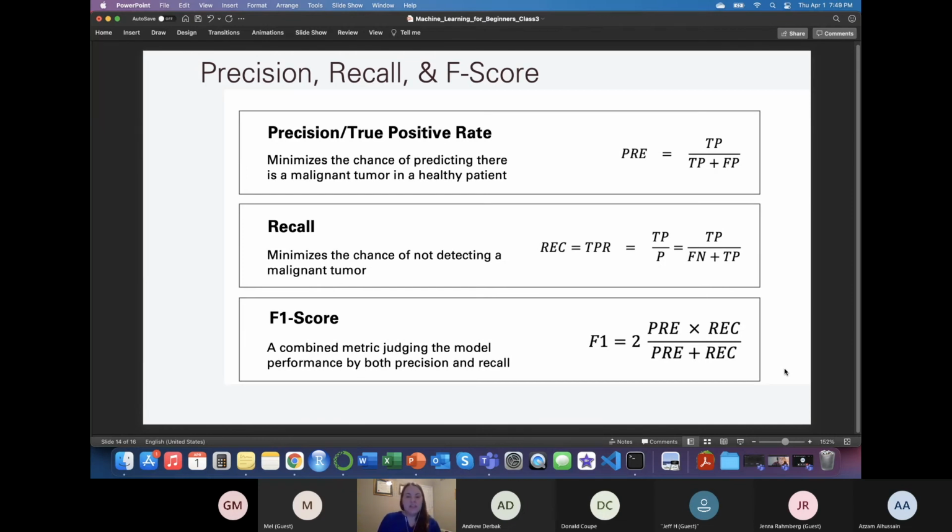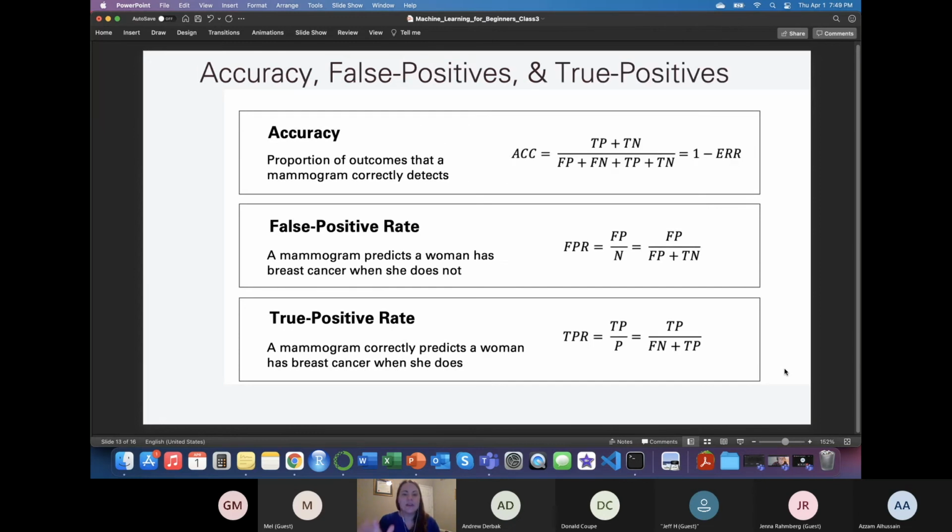One thing that you want to keep in mind here is class imbalance. That's why accuracy isn't always the best metric to evaluate a model.